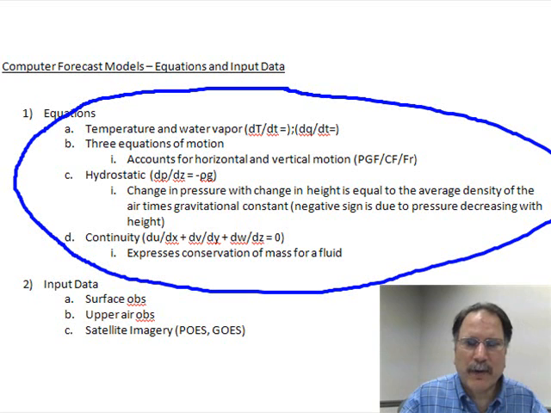Now, one thing that any computer programmer knows is the output of a computer program is really only as good as the input. So I'd like to talk a couple of minutes about the input that's used for these computer forecast models, which are listed here below: surface observations, upper air obs, and satellite imagery.